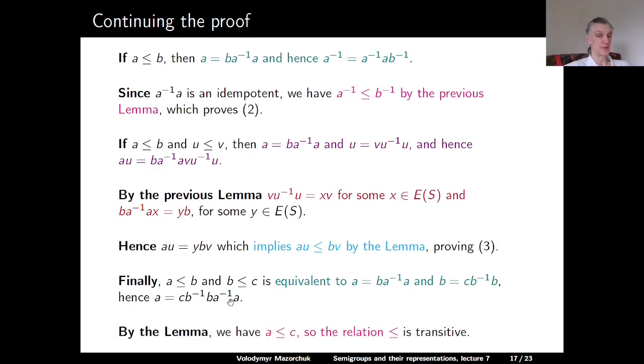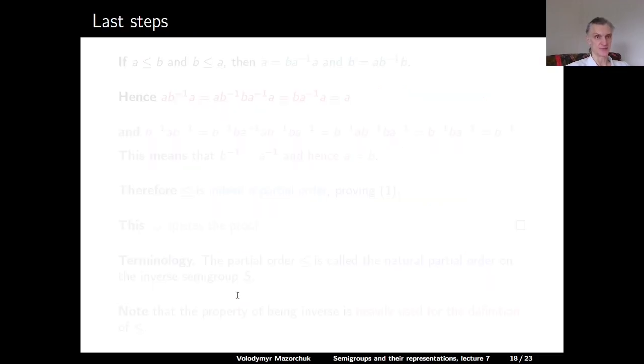And again by the lemma, because B inverse B times A inverse A is an idempotent, we have that A is less than or equal to C, so our relation is transitive.